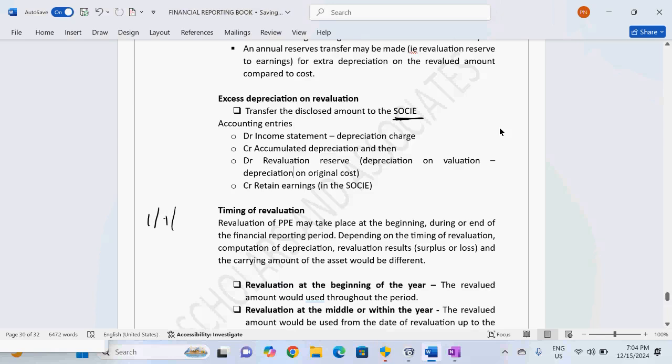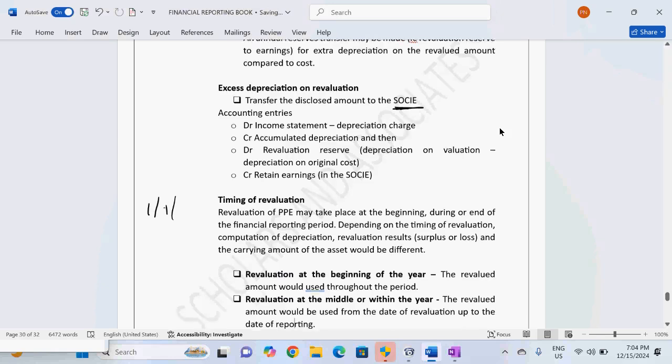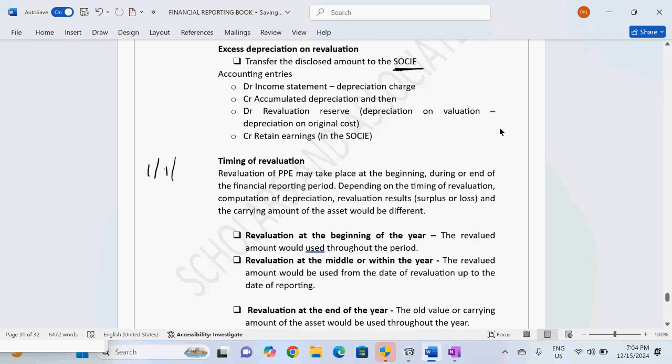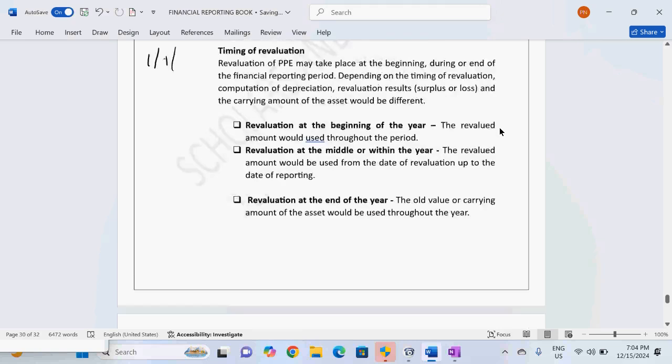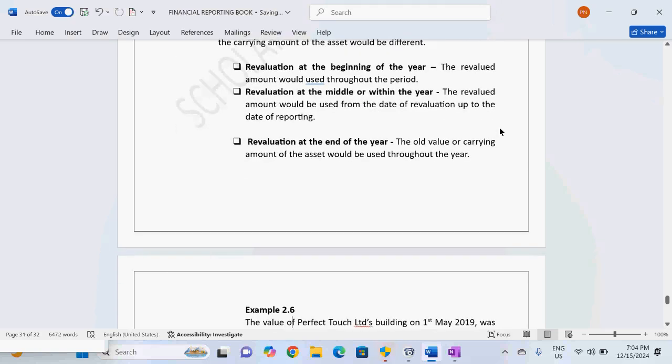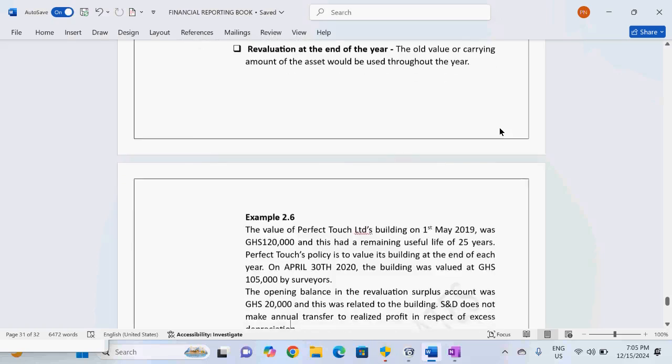Depending on the timing of revaluation, computation of depreciation, revaluation results, surplus or loss, and the carrying amount of the asset would be different. Revaluation at the beginning of the year, the revalued amount would be used throughout the period. Revaluation at the middle or within the year, the revalued amount would be used from the date of revaluation up to the date of reporting. Revaluation at the end of the year, the old value or the current amount of the asset will be used throughout the year.